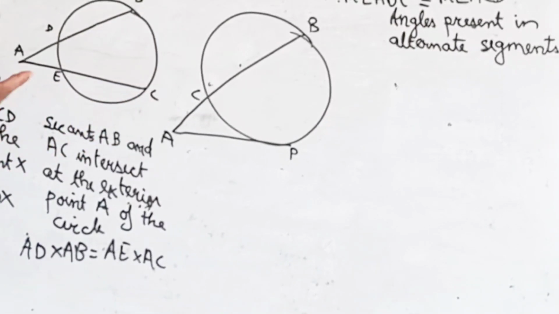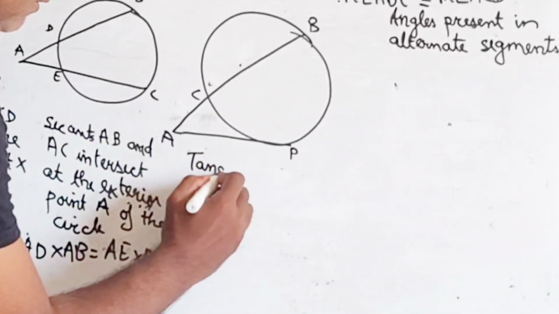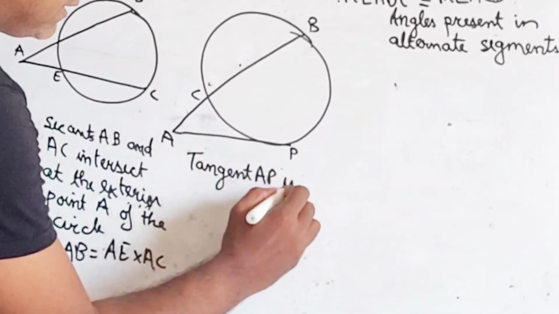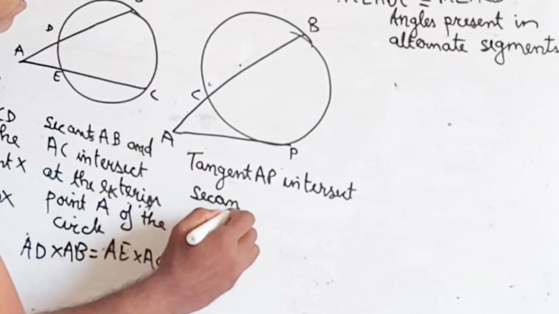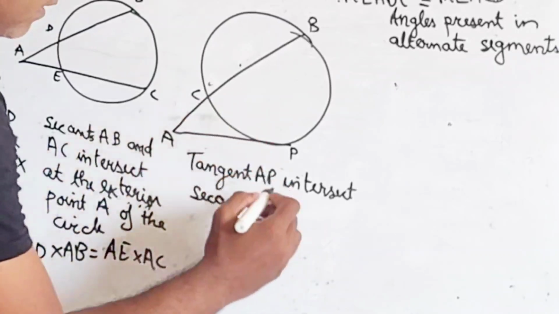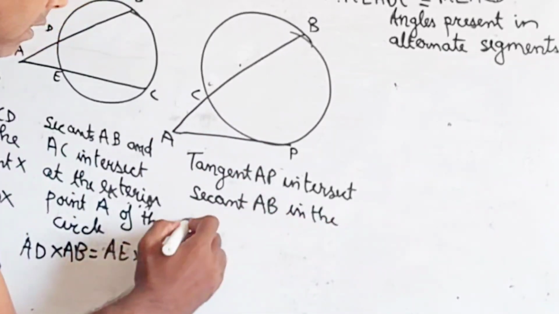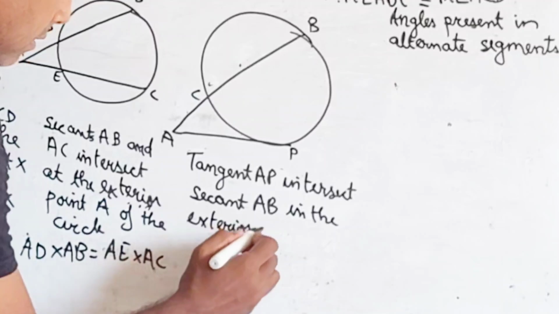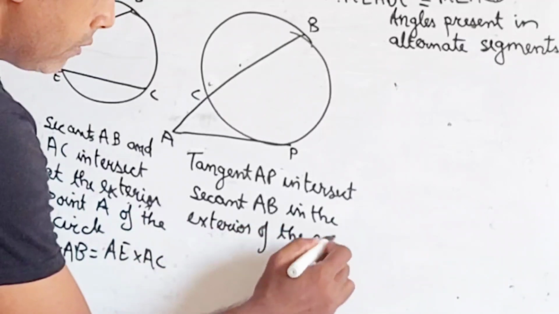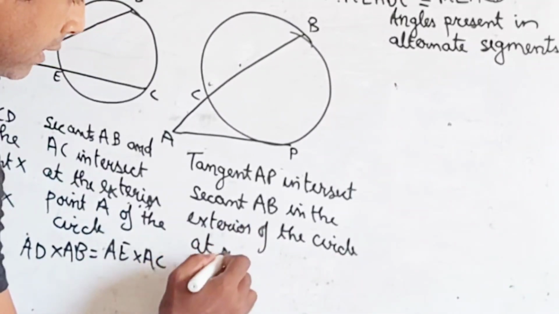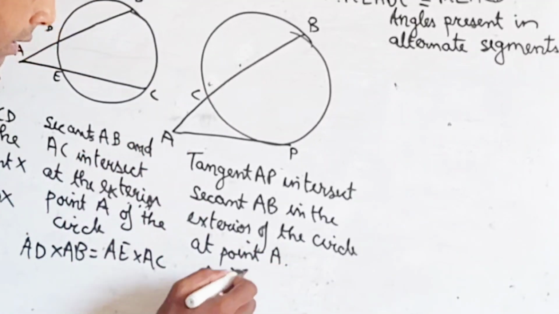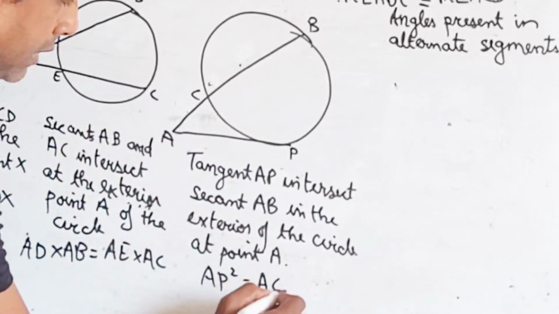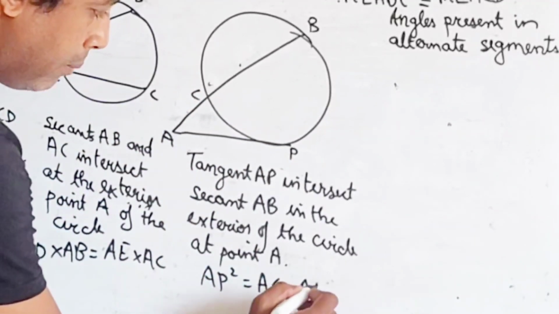The last type of sum, which is the most important because in the exams this type of question is asked: tangent AP intersects secant AB in the exterior of the circle at point A. Then the property is AP square, that is the tangent square, will be equal to AC into AB.